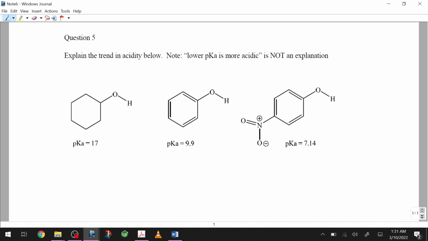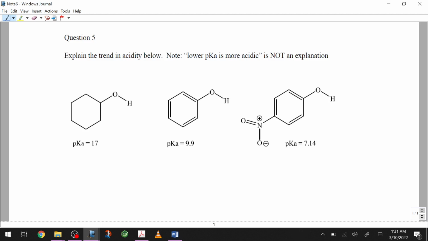All right, question 5 is the acidity question, and I wanted to be a little bit forceful on how I said this in the question itself, in that I don't want just the definition of acidity returned to me. pKa is a measure of acidity, so it is a result of something being more acidic, not a reason why. So the why part is going to be structural.